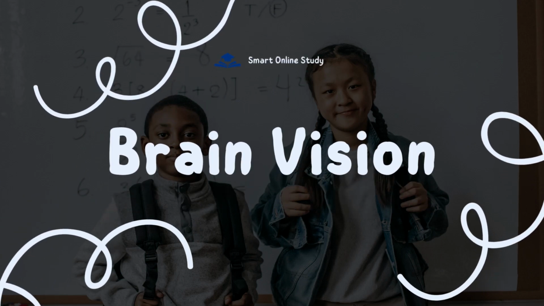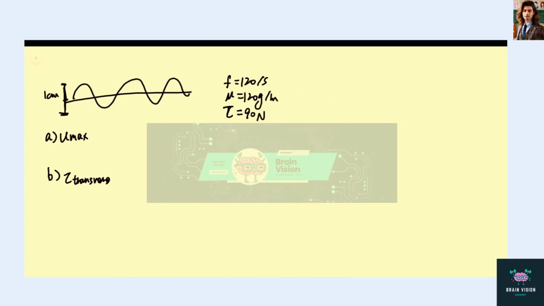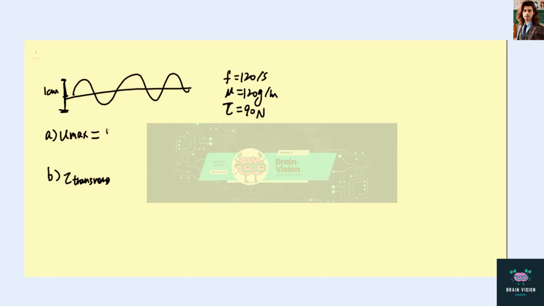Welcome to Brain Vision. In this question, we have this wave that has a peak-to-peak amplitude of 1 centimeter. It has a frequency of 100 per second. It has linear mass density of 120 grams per meter, and then finally tension of 90 Newton. Part A asks us to find the maximum transverse speed of a point.